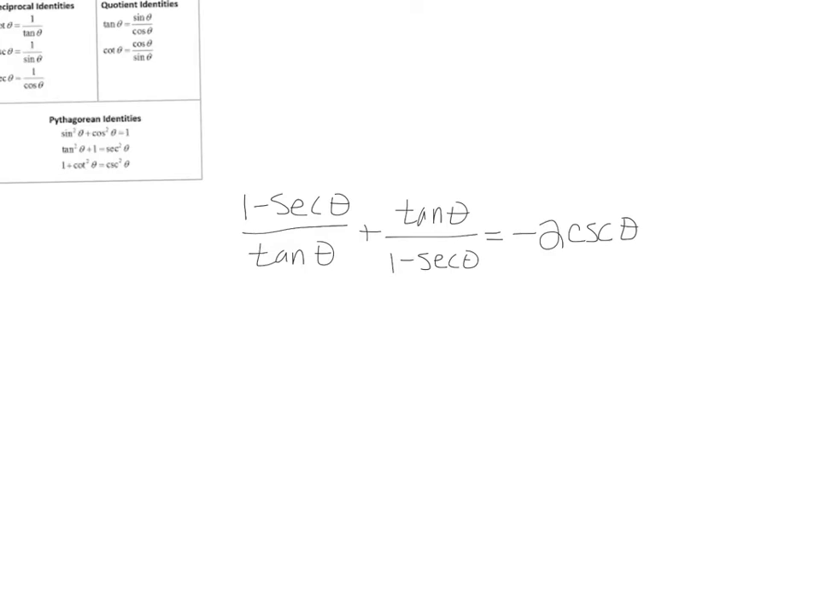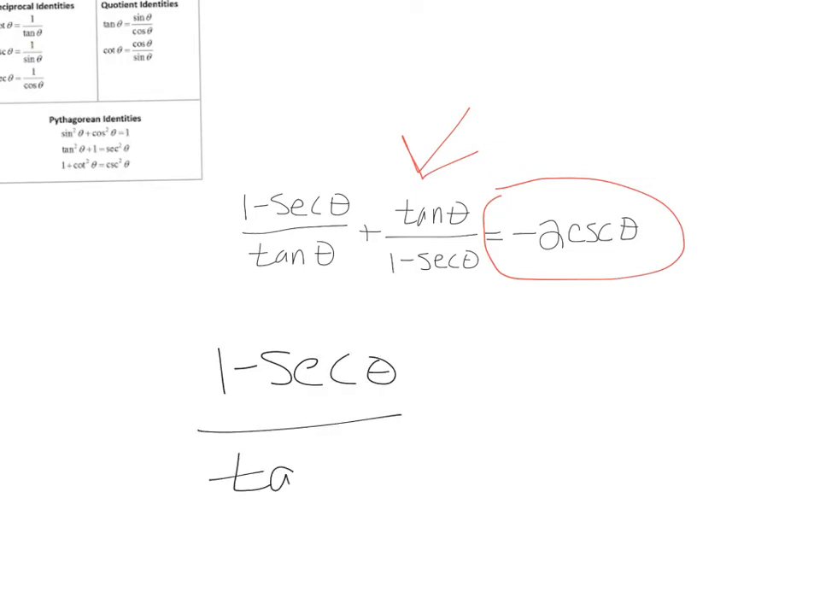I'm going to add fractions. So I'm going to forget for a second that this guy right here even exists, and I'm going to start off with this part right here. I'm going to say 1 minus the secant of theta over the tangent of theta, plus the tangent of theta over 1 minus the secant of theta.